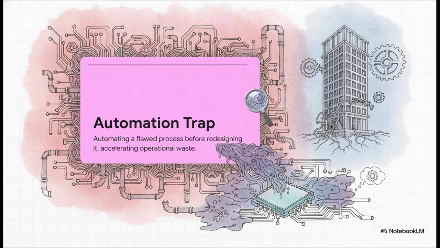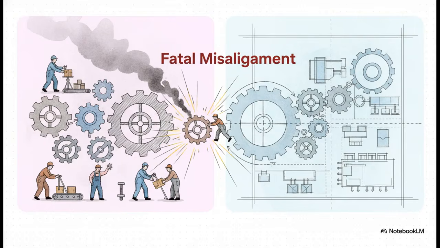You're just encoding inefficiency into silicon, which makes it infinitely harder to root out later. We also have to draw a hard boundary between workflows and processes. They are not synonyms. Workflows are the granular, task-level execution sequences. Processes, however, are the overarching strategic structures that house those workflows.